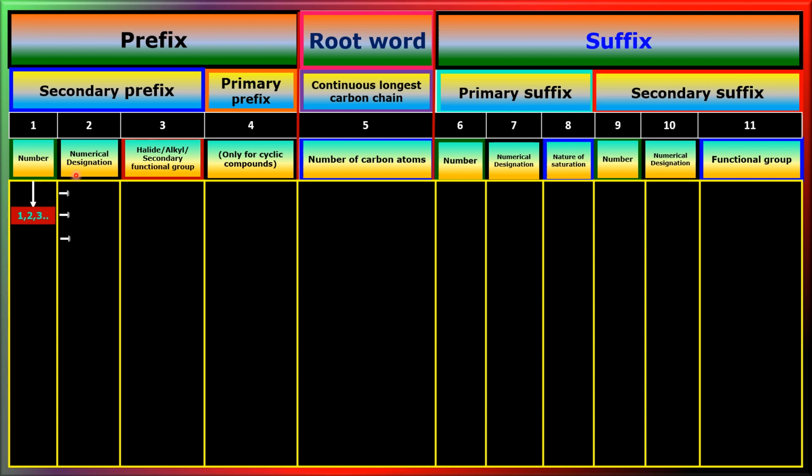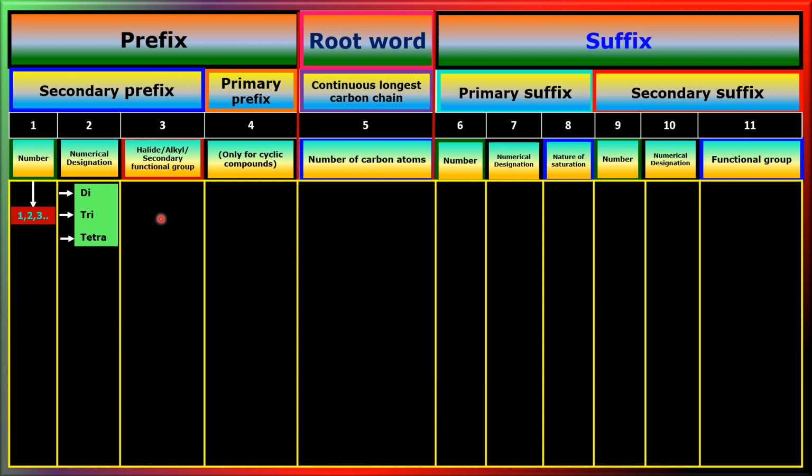Next, numerical designation. It is also called numerical prefix. When the same substituent or functional group, secondary grade functional group, is repeated twice, thrice, etc., it is denoted by di, tri, tetra, etc. Okay. Next, secondary prefix is nothing but substituents or secondary grade functional groups.